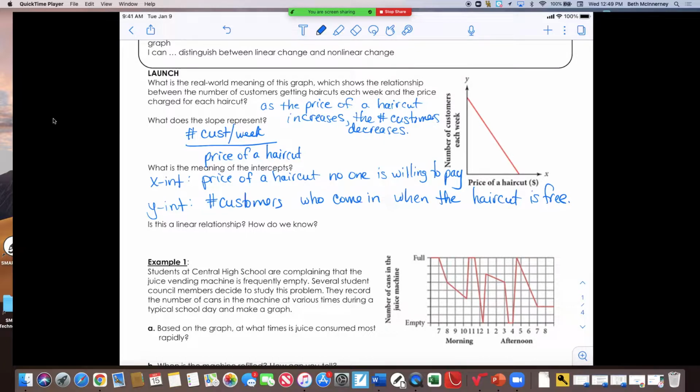All right, then the last question here, is this a linear relationship? Does this look like a line? Yes, it does. The graph is a line.